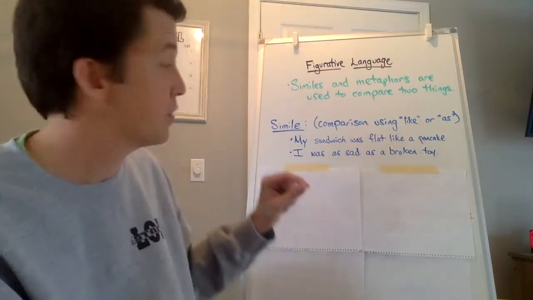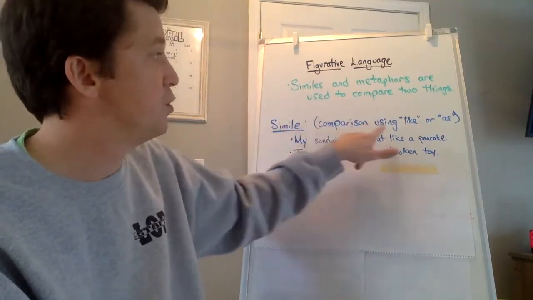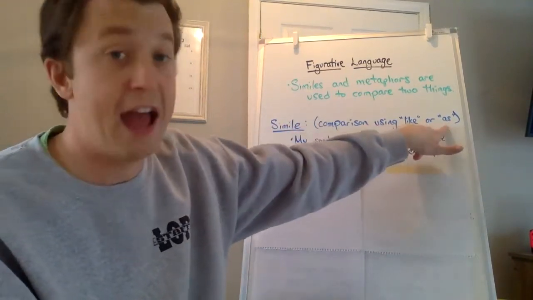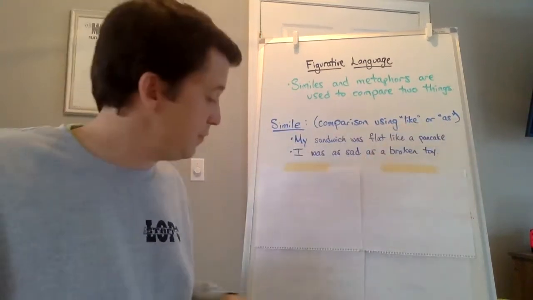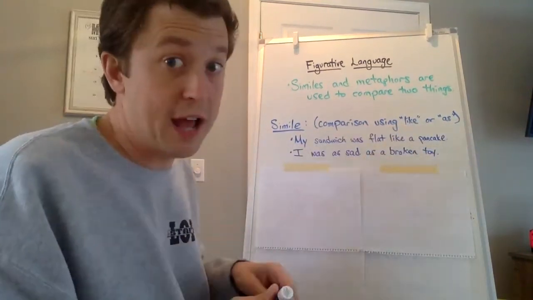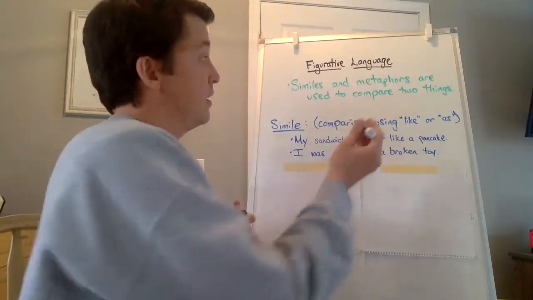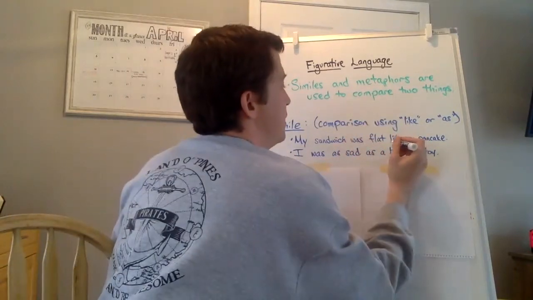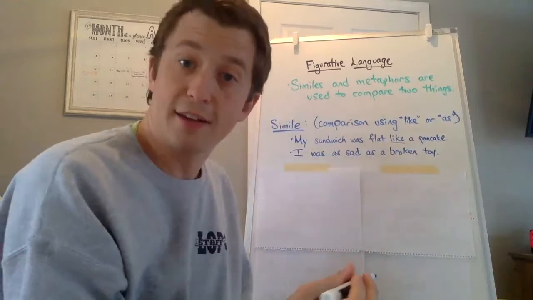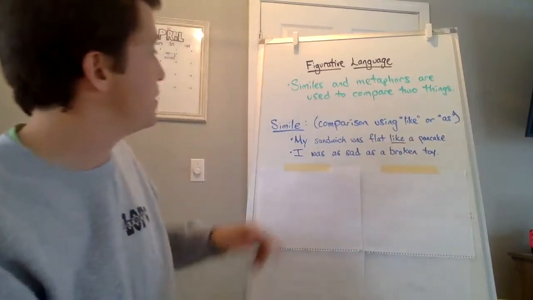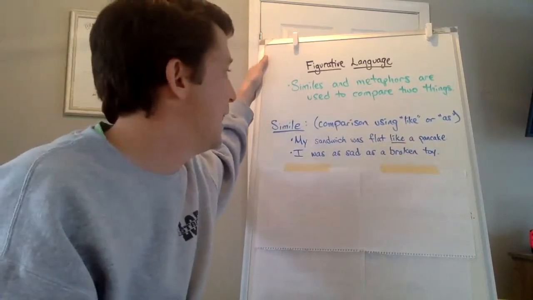Okay, and again, similes use the words like or as. I'm sure many of you have noticed now at this point, but the word that we found in the sentence is like. So, my sandwich was flat like a pancake.